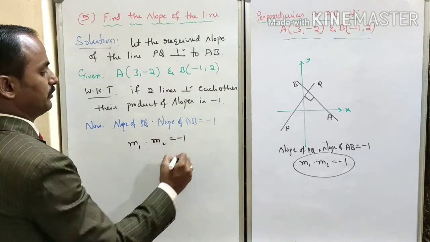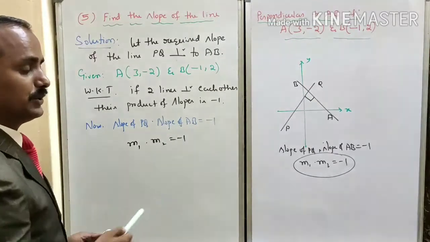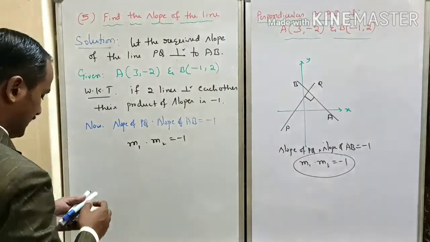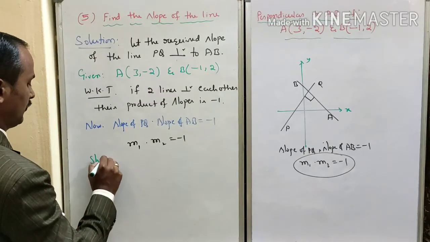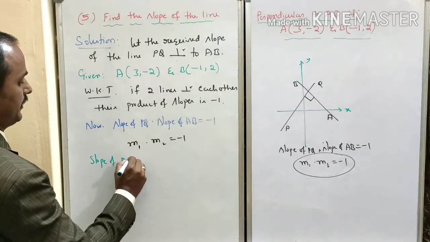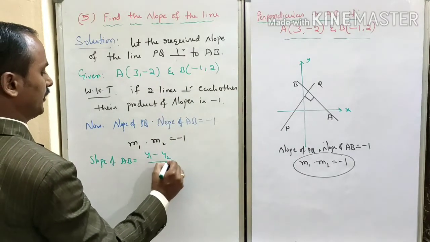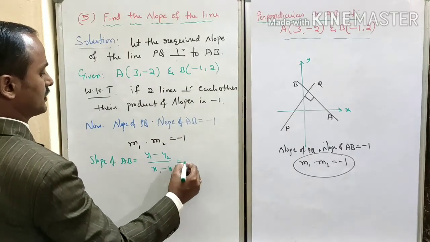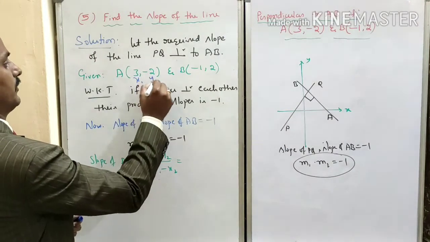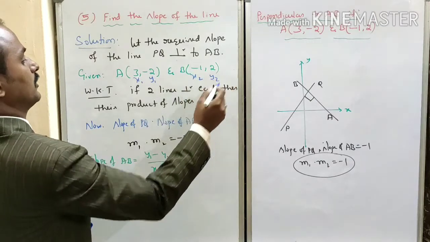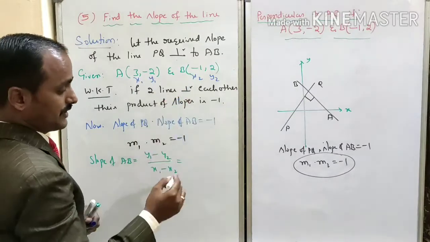See, I know how to find the slope of AB. You know that, dear children. I will find it separately. Slope of AB is equal to, with the help of two coordinates, (y1 minus y2) divided by (x1 minus x2). Substitute the values. Look here: this is x1, y1, x2, y2. You should compulsorily write down the coordinates x1, y1, x2, y2, otherwise confusion will come when substituting.